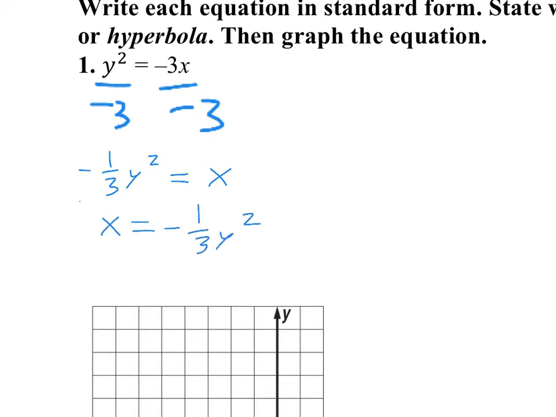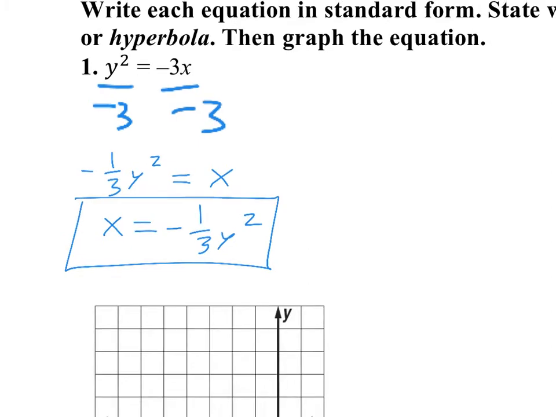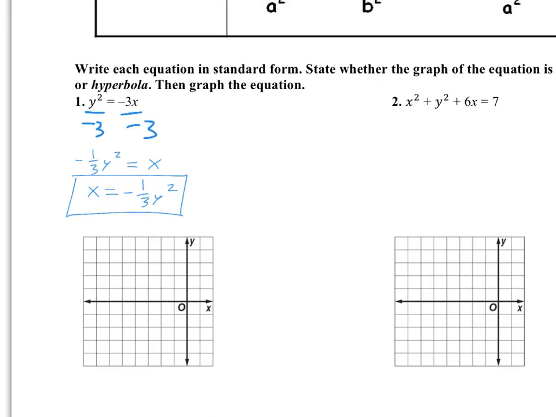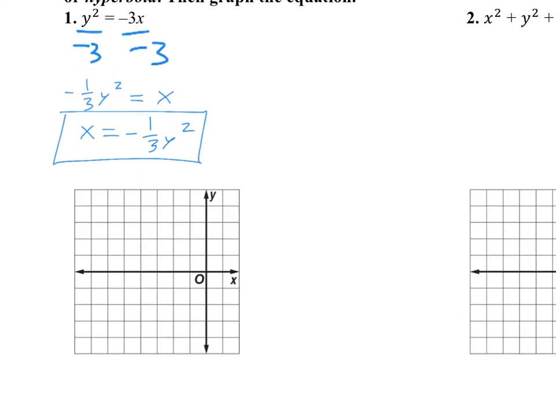Alright, so for parabolas, you want to solve for the letter that is not squared. And then you might have to complete the square. Okay, so they want the equation in standard form. Next thing we're going to do is graph the equation. So to graph this one, I'm going to use the latus rectum method. You might want to review the 9.2 videos if you don't remember.